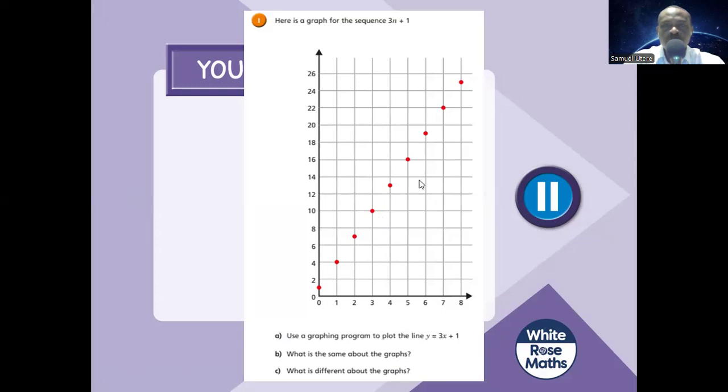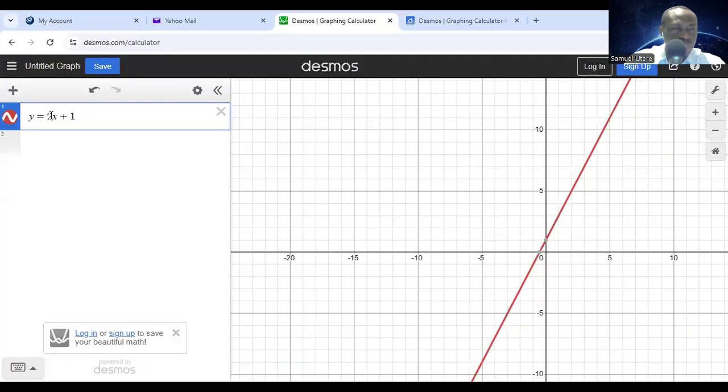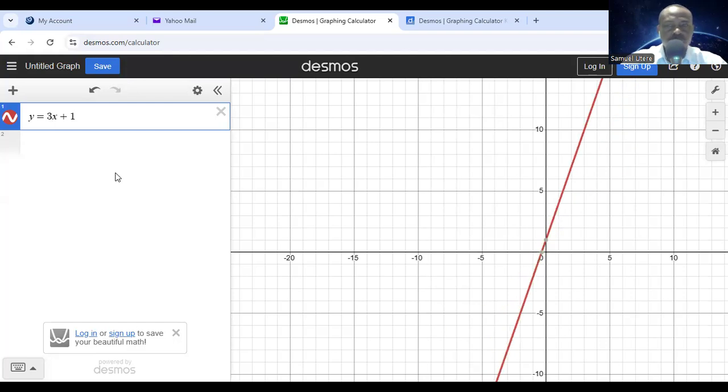Okay, so let me do that. So y equals 3x plus 1. Let's see what we get, whether we'll get exactly the same as this graph that we see here. So where's our Desmos program? Let's share. We just need to change this. We can just move the cursor there. Just put y equals 3x plus 1.